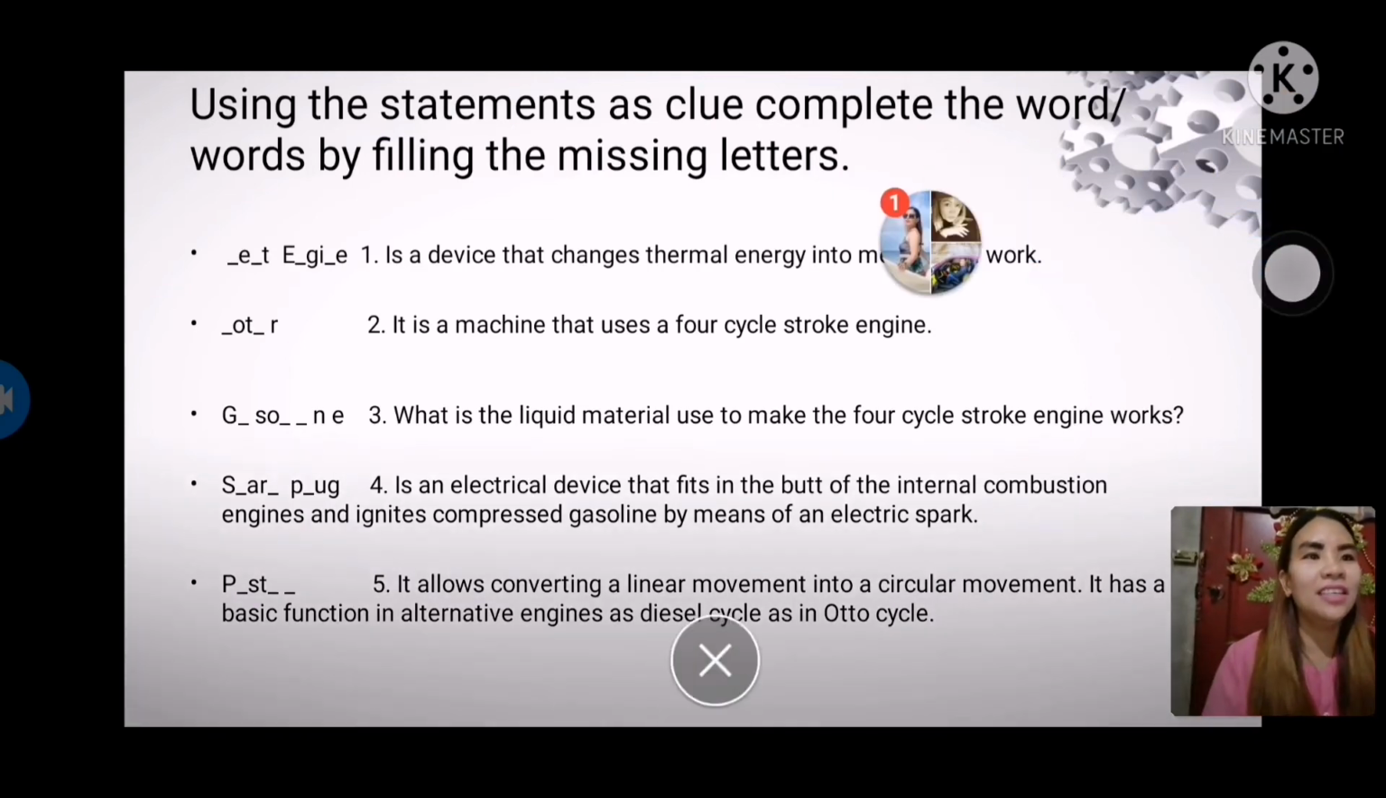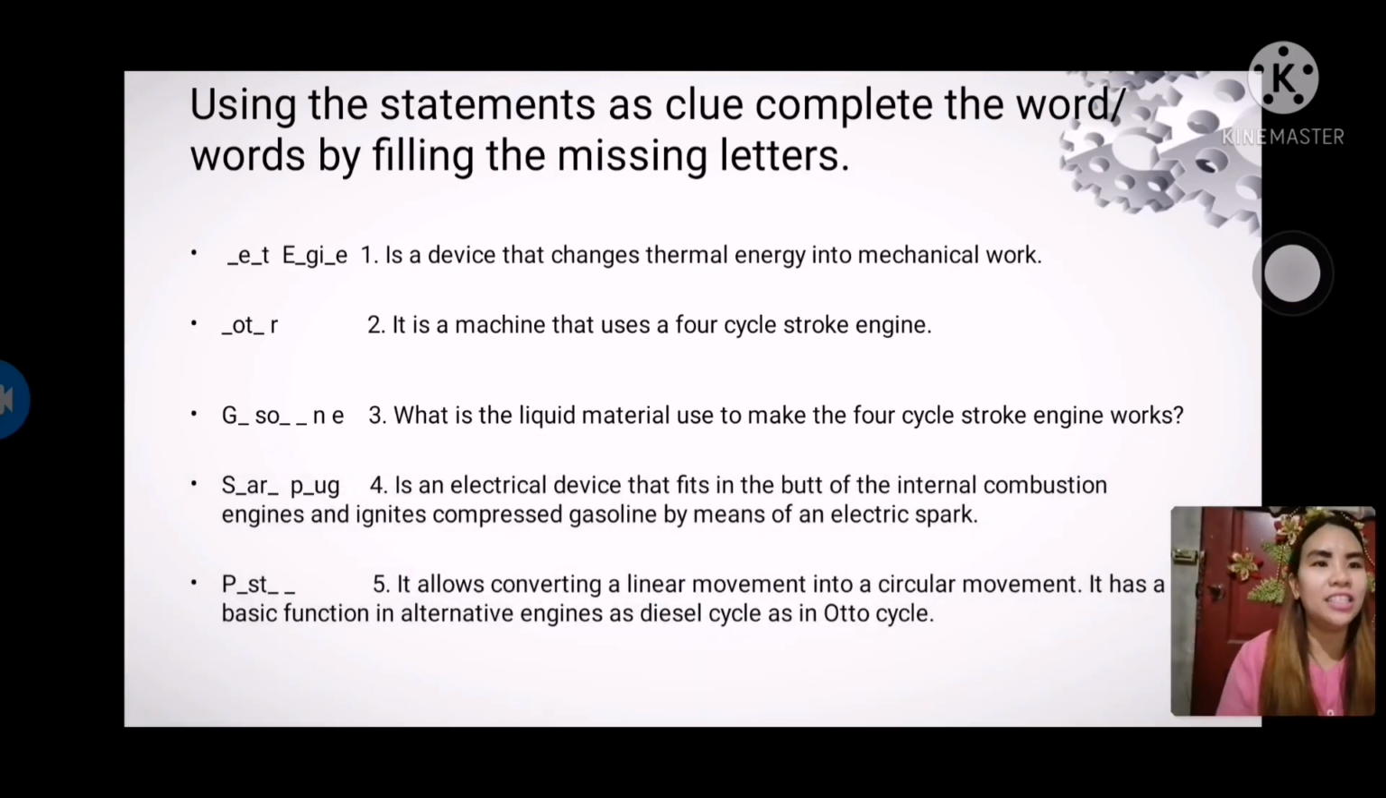Number 1 is a device that changes thermal energy into mechanical work. What do you think that is? Number 2, it is a machine that uses a four-cycle stroke engine. Number 3, what is the liquid used to make the four-cycle stroke engine work? Number 4 is an electrical device that fits in the butt of internal combustion engines and ignites compressed gasoline by means of an electric spark. And the last question: it allows converting a linear movement into a circular movement. It has a basic function in alternative engines, as in the diesel cycle and the Otto cycle. I'll give you 20 seconds to do it.